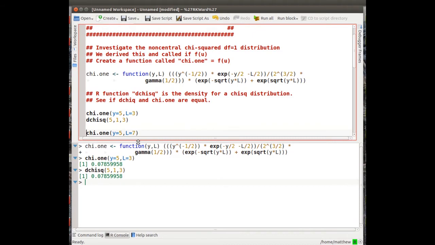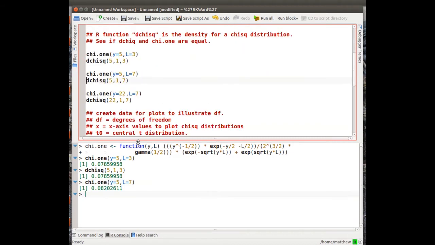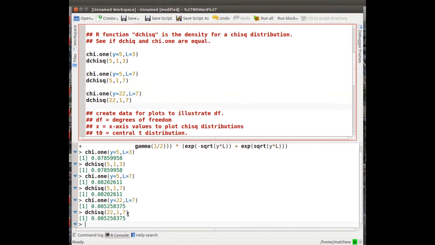And we can change the non-centrality parameter to 7, and we produce the same thing. We can change the y value from 5 to 22 and then recalculate it, and it's the same value. I just wanted to show you that whatever R is using is equivalent to that formula. Well, they should be the same.